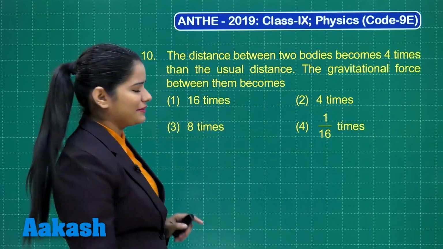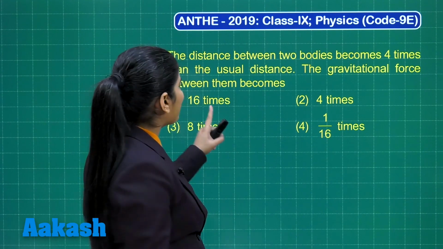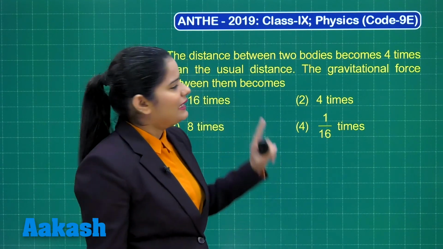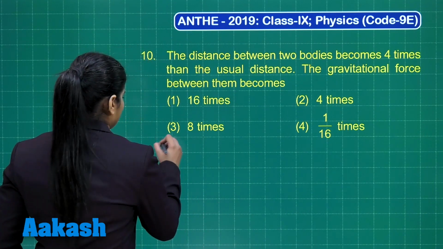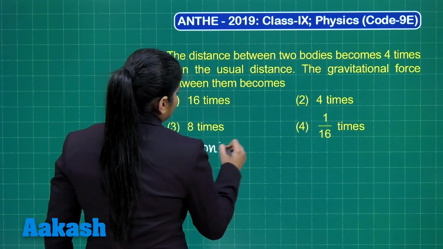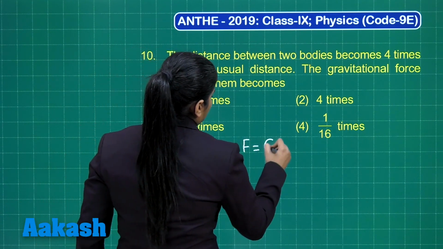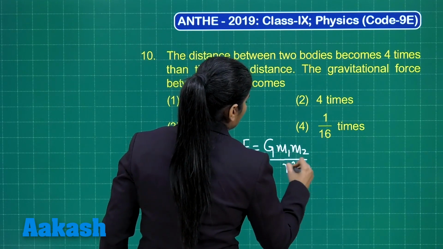That is question number 10. This says the distance between the two bodies becomes 4 times the usual distance. The gravitational force between them becomes what? Let's solve this. What is the formula to calculate the gravitational force? This is G m1 m2 divided by r square.